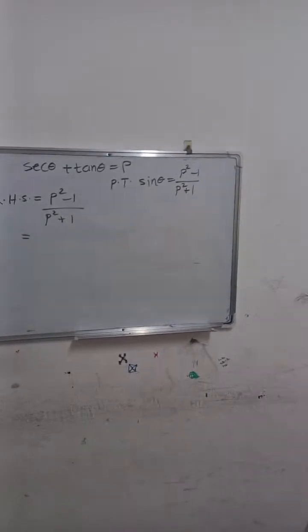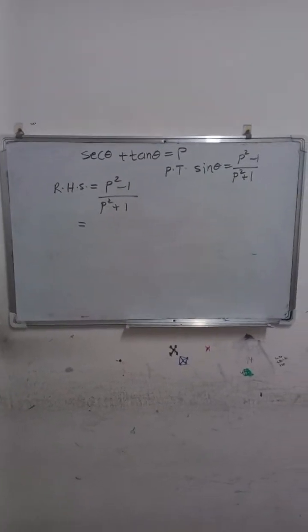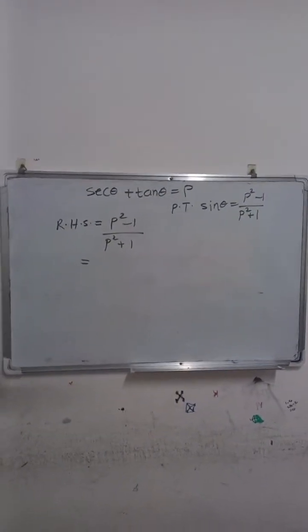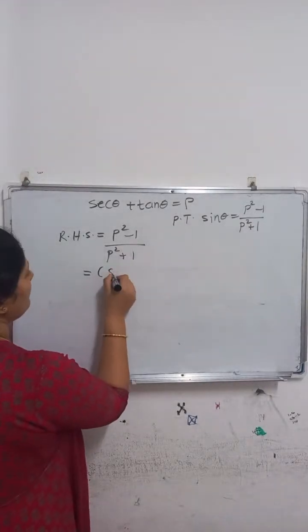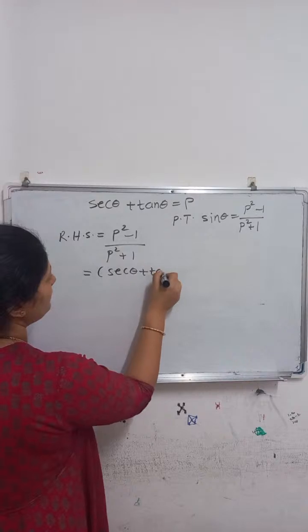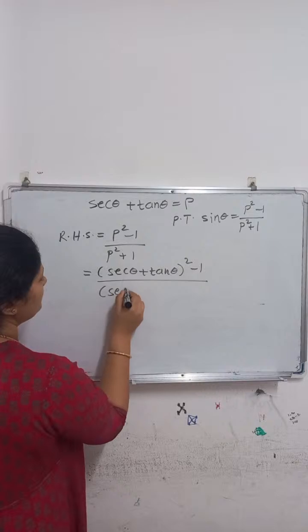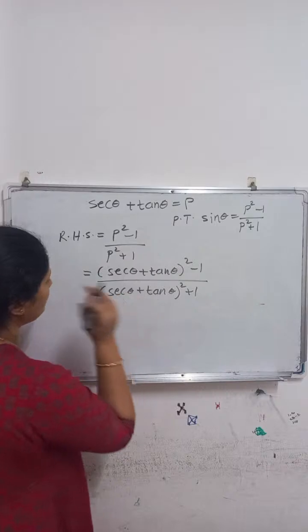Copy properly and try to solve this question. So what are you all getting? P is nothing but what you have here: (sec theta plus tan theta) whole bracket square minus 1, upon (sec theta plus tan theta) whole bracket square plus 1.